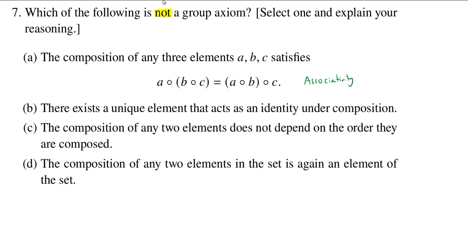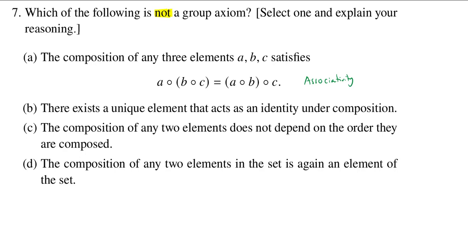How about B? There exists a unique element that acts as an identity under composition. All right, this is an interesting thing, because in one sense this is not actually a group axiom. You can assume just that there is an element that acts as the identity, and you don't have to assume that it's unique. But very often we do write down our axioms and just put in that it's a unique element. We did that just to expedite it.